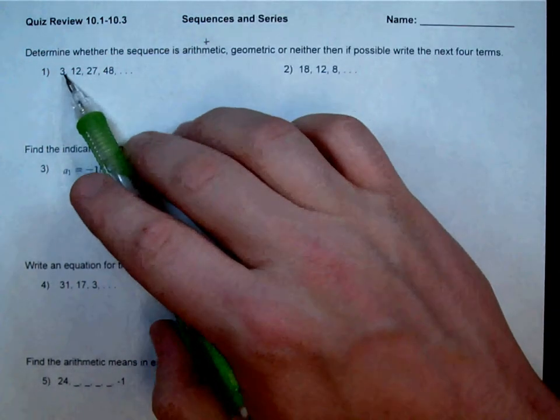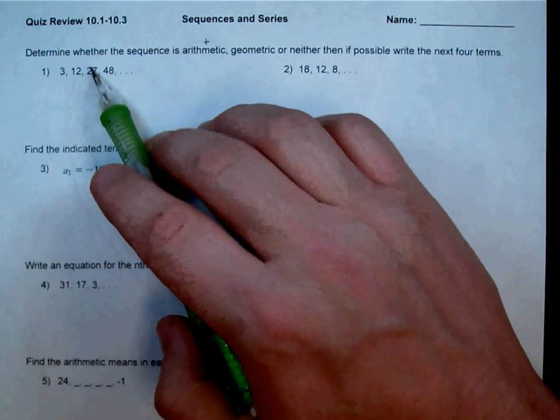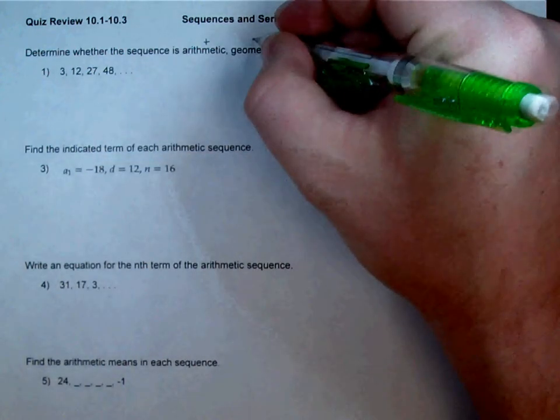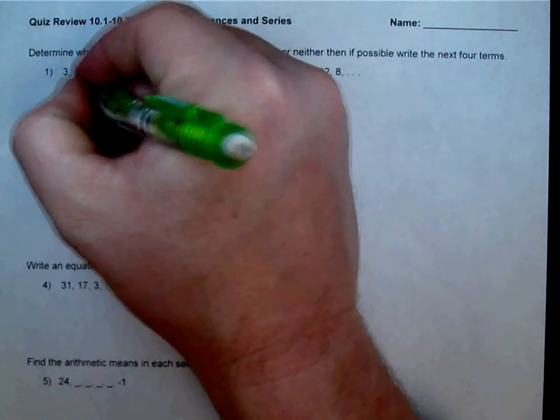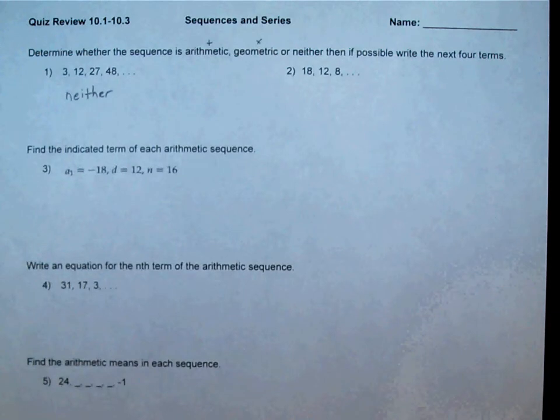Okay, let's try geometric. From 3 to 12, we multiplied by 4. Are we multiplying by 4 again to get from 12 to 27? The answer to that is no. We're not multiplying by 4. So we're not multiplying by the same number over and over again, which is what happens in geometric. So we would say this one's neither. Because it's neither, I don't have to finish the question.